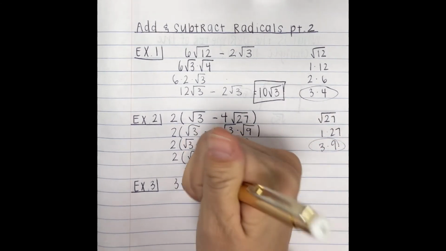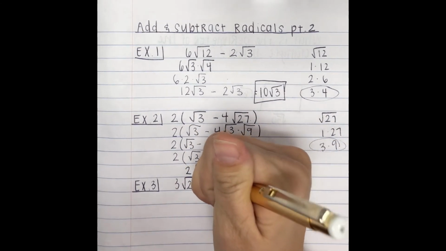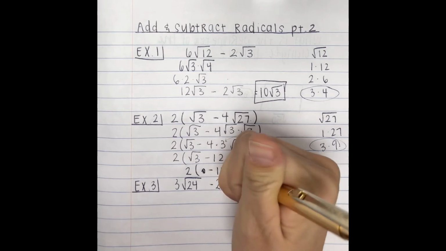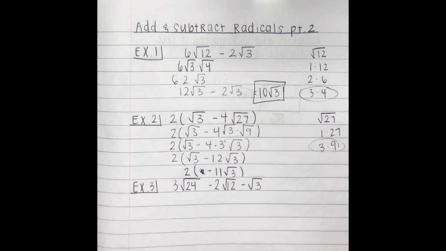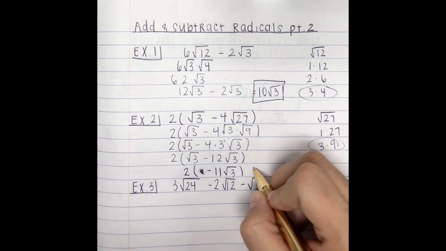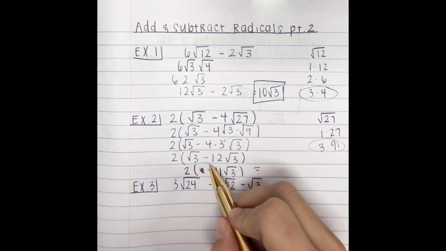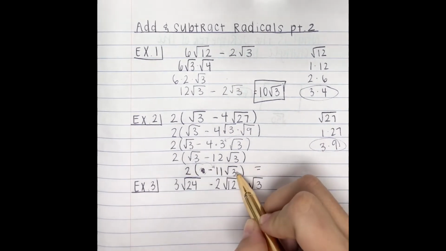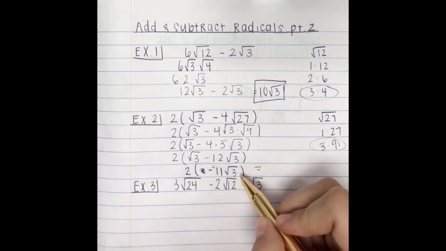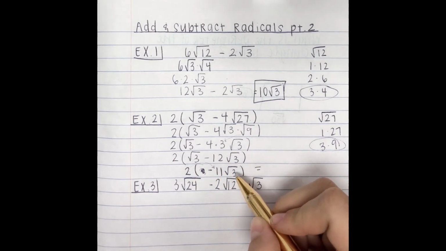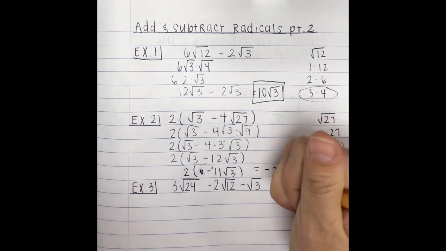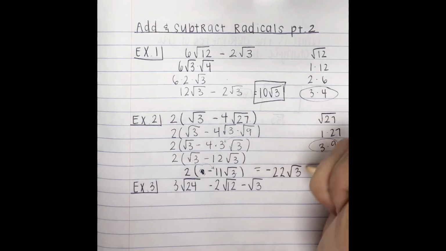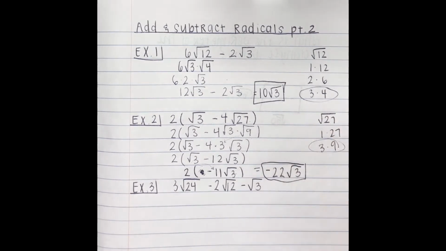So we get 2 times negative 11 square root of 3. Ignore this, right? 2 times negative 11 square root of 3. Well, 2 times 11, you don't multiply it. A number on the outside of your radical cannot multiply with the number inside the radical. So we get 2 times negative 11, which would give us negative 22 square root of 3.